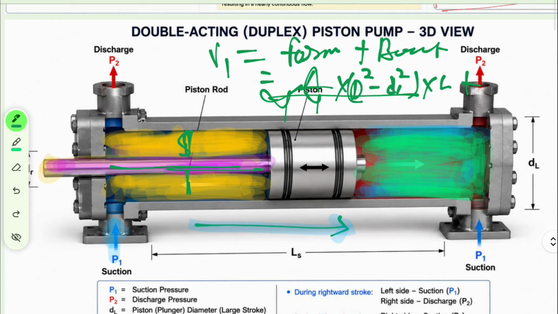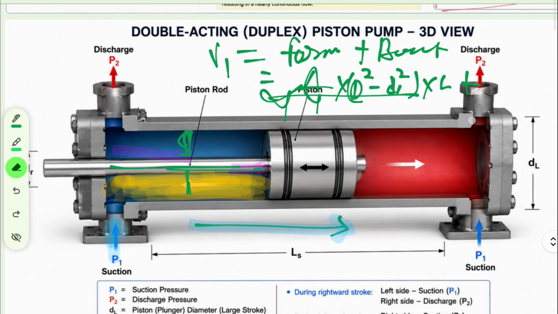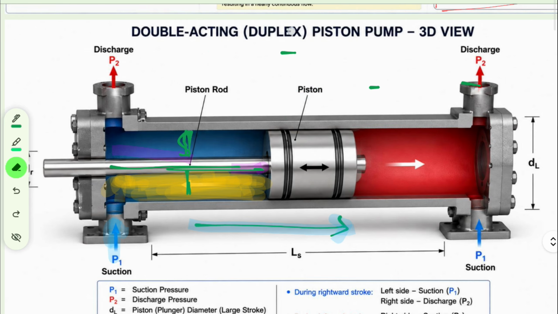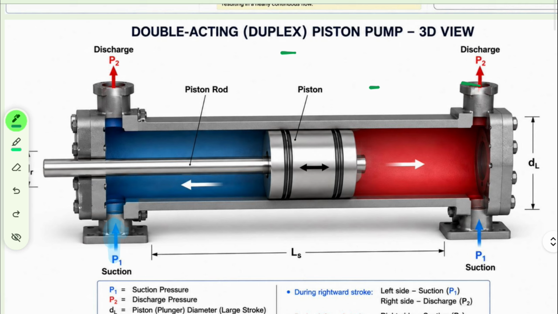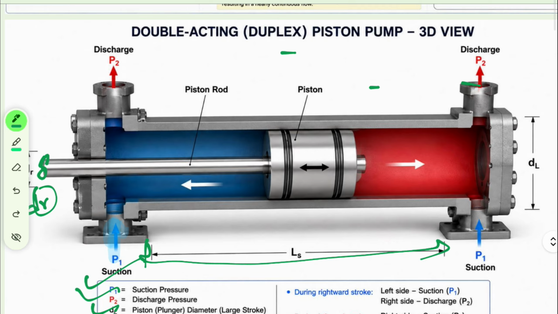Okay, so this is how the things are there, right? We are going to learn about this in the derivation part. So, P1 is the suction pressure, P2 is the discharge pressure, DL is the diameter of the cylinder, and this diameter we are representing as DR. The representation is just nomenclature, you can choose anything you want, right? DR is the diameter of the piston rod, LS is the length of the stroke.